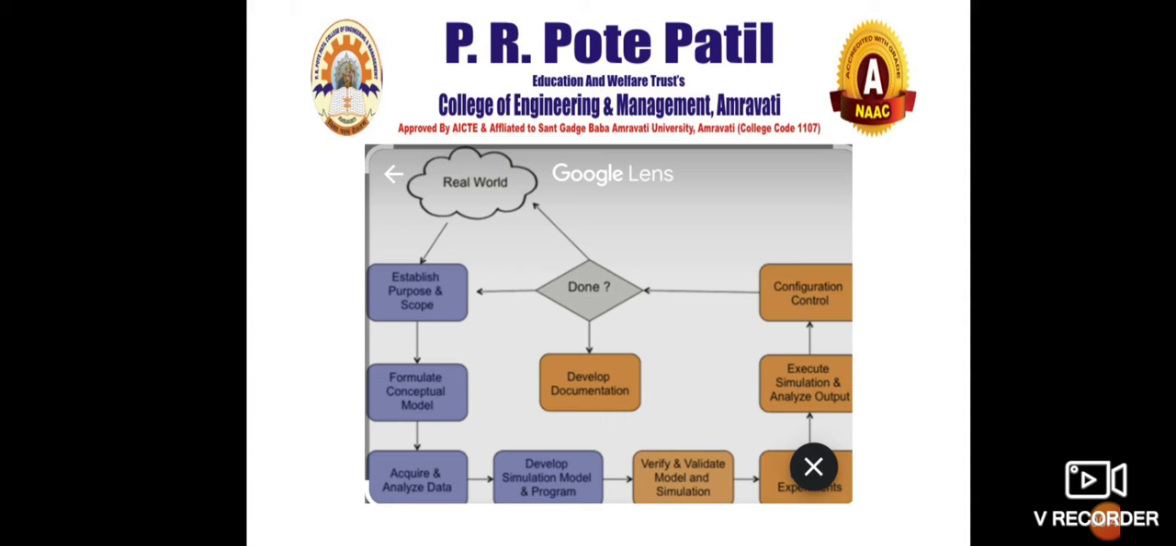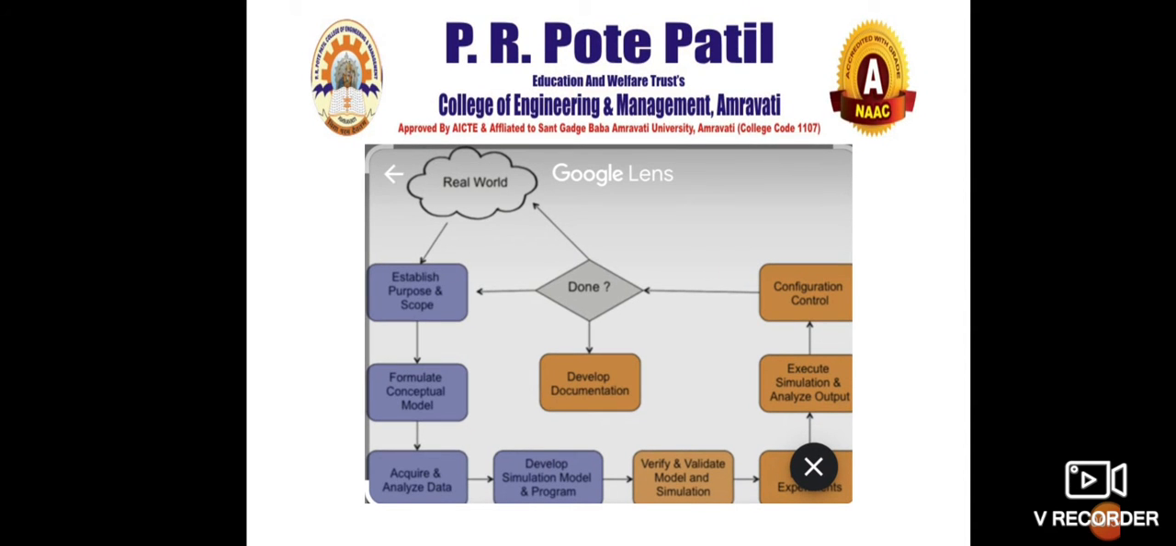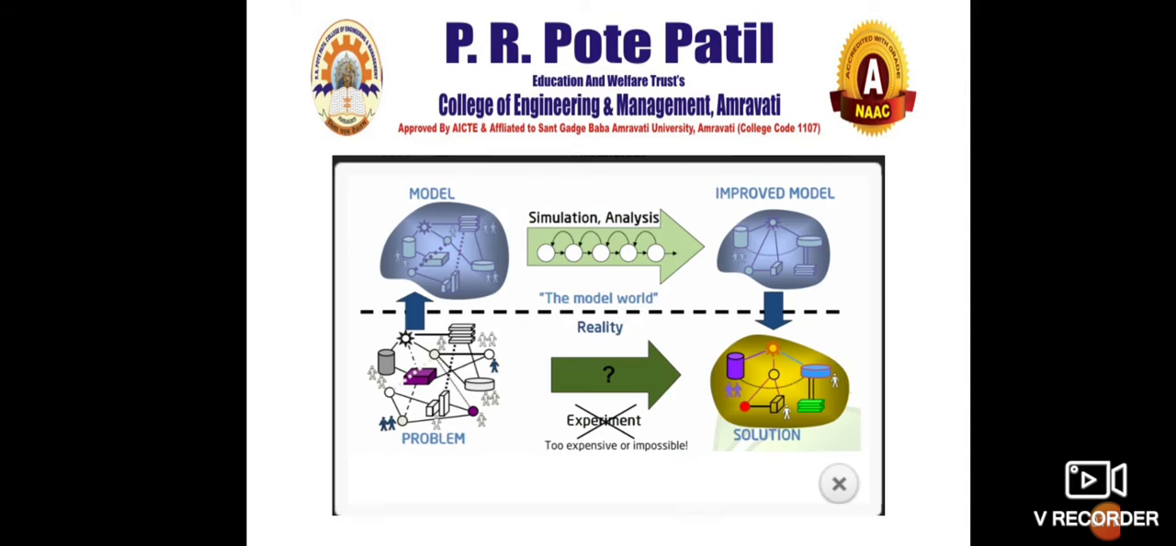Now, we have seen certain real world examples of exactly why simulation is required, what would be the process of the simulation, what would be the steps, and then the different types of simulation. Basically these are the states of the system. So you have different kinds of systems, so we can have different kinds of simulations like discrete simulation, continuous simulation, mixed simulation, dynamic and static simulation.